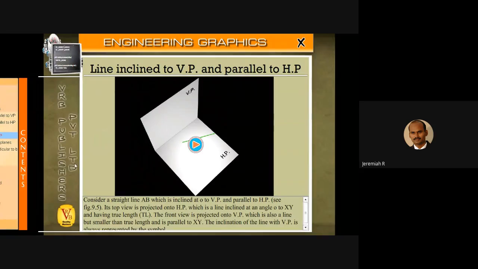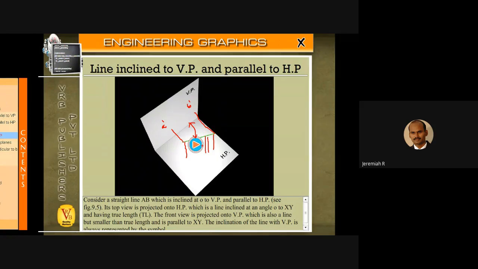Okay, next thing is a line inclined to VP. When you say inclined to VP, it may be some degree, maybe 30 or 40. And parallel to HP, when you say parallel, at any point the distance is equal. If you measure at any point with respect to the horizontal plane, the distance is equal. So inclined to VP and parallel to HP. What will we get in the front view? We will get a reduced length of line, A dash B dash.